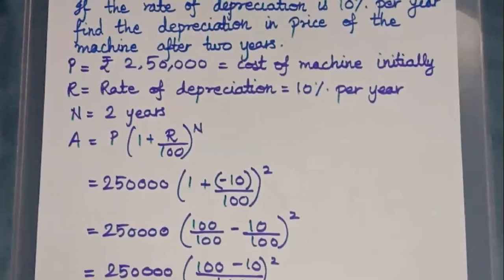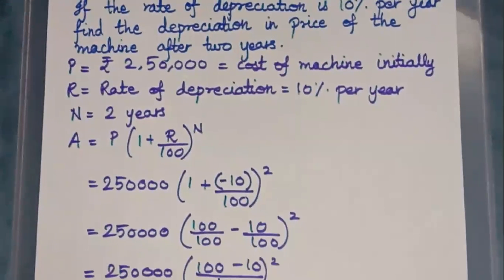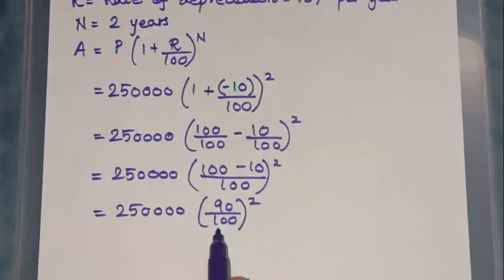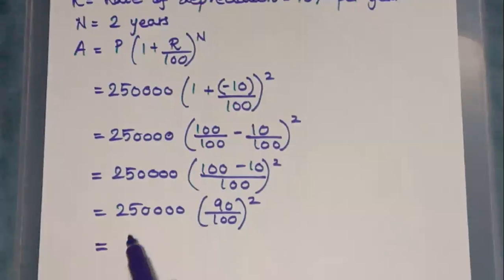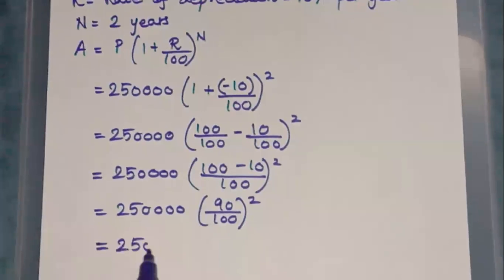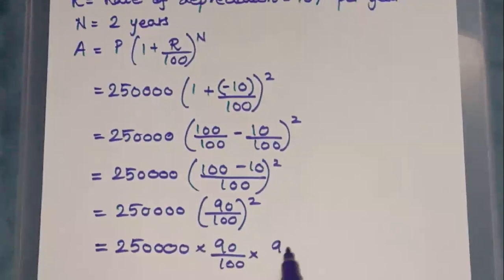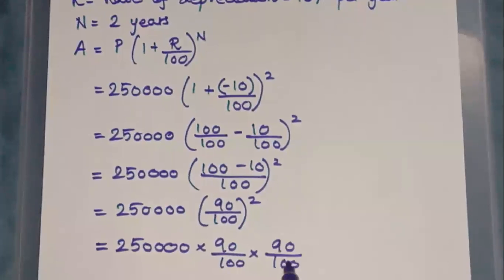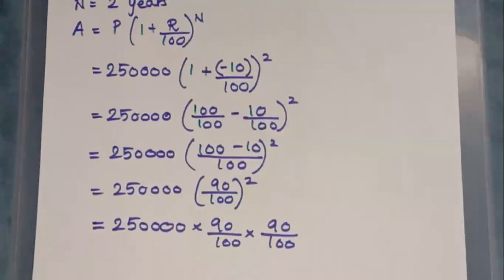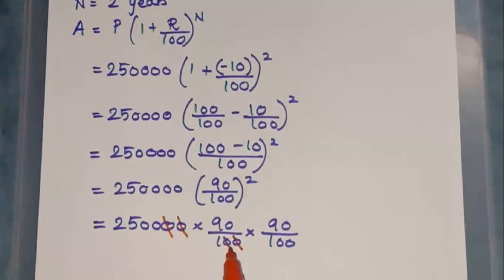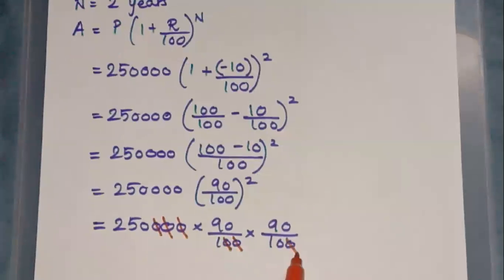So this becomes 90 upon 100. 100 minus 10 is 90. So 90 upon 100 the whole square. Now we are going to open up the brackets. So you will write it as 90 upon 100 multiplied by 90 upon 100. Now we will do the cancellations. So this 0 is cancelled with this 0, this 0 is cancelled with this 0, and finally this 0 is with this 0.